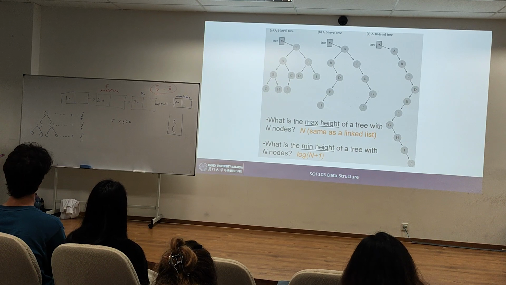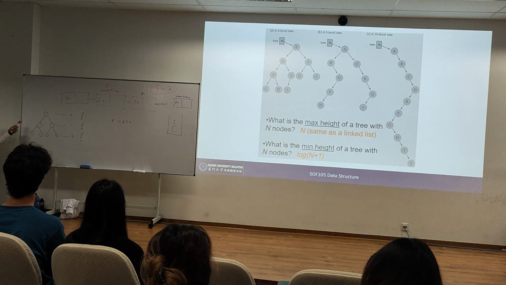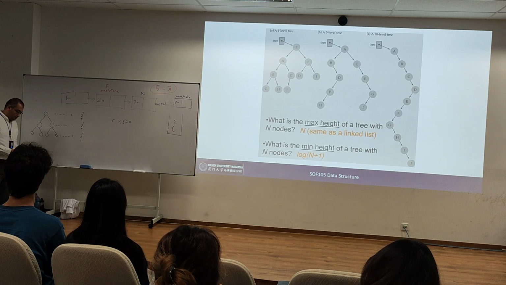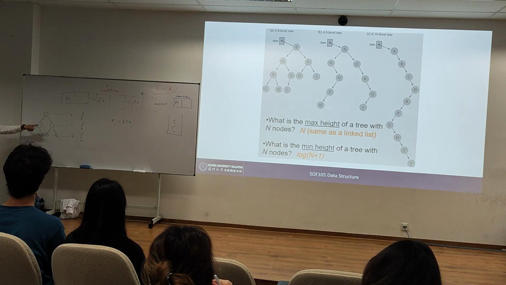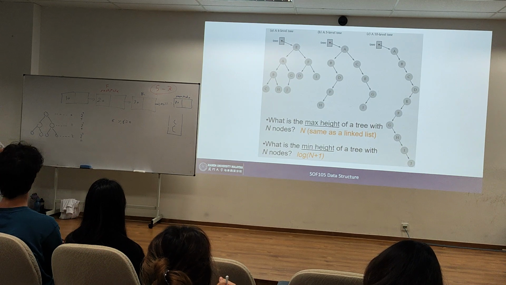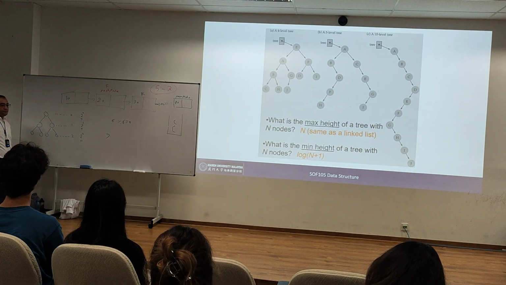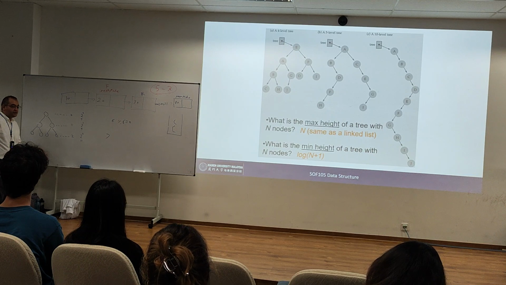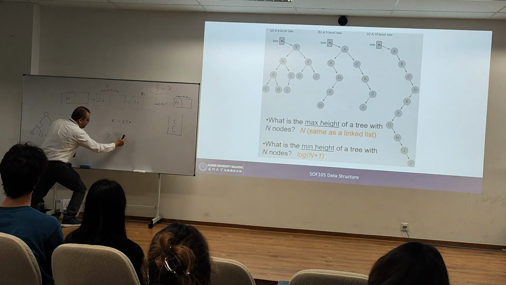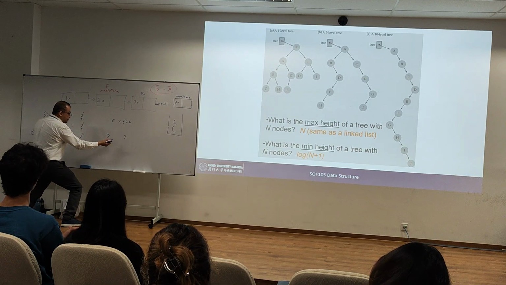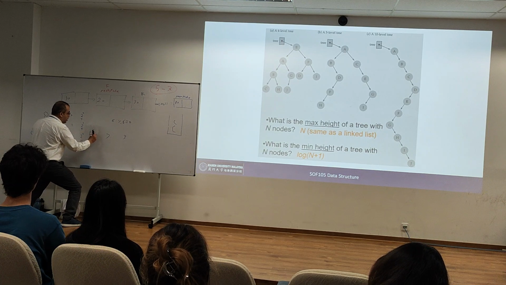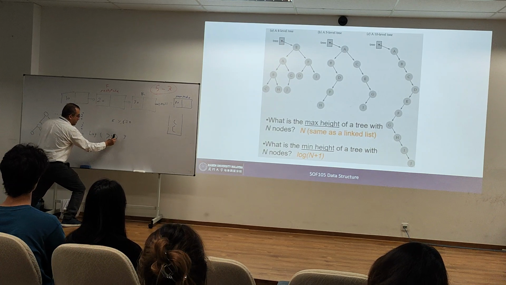Let me get you to remember this. Let's look here. How many elements do I have here? 7 elements, right? How many levels do I have here? 3 levels, right? What can I do to 7 to become 3? So what we do is log of 7 plus 1 equals what?